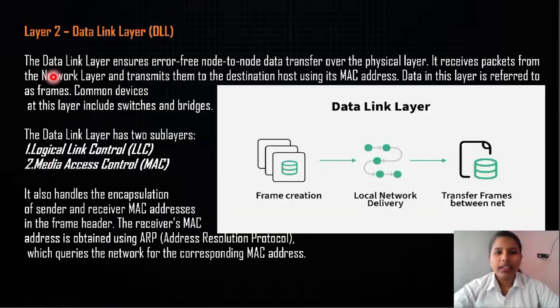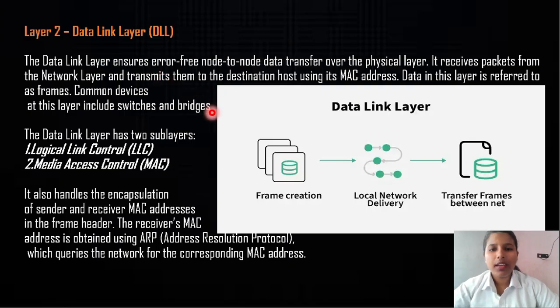Data link layer. The data link layer provides error-free node-to-node transfer over the physical layer. It receives packets from the network layer and transmits them to the destination host using the MAC address. Data in this layer is referred to as a frame. Common devices at this layer include switches and bridges. The data link layer has two sublayers, which are the logical link control and the media access control.